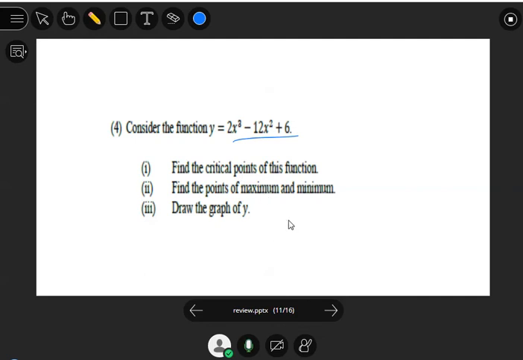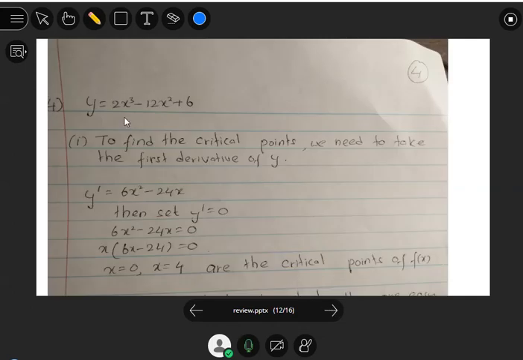If you need to find the critical points, first you need to take the first derivative and then set it equal to 0. So this is the original function, and to find critical points we take the first derivative of y. So this is the first derivative, then set it equal to 0. So we can factor it as 6 times x times (x minus 4). Then x is equal to 0 or x is equal to 4 are the two critical points of this function.